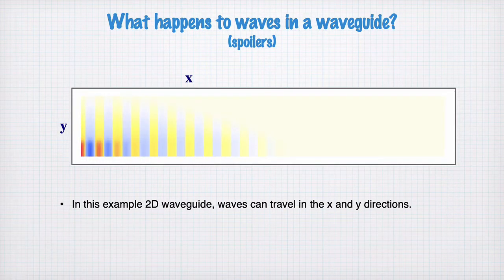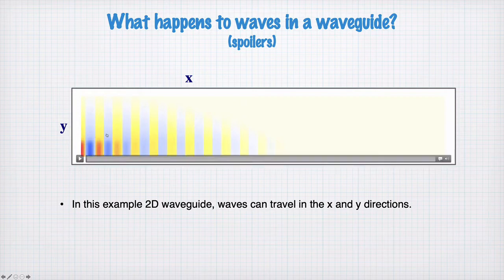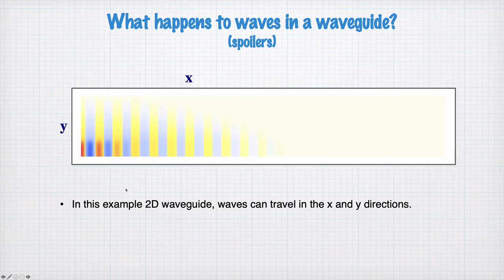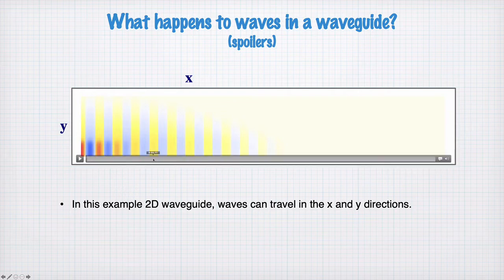So what happens to waves in a waveguide? Well, here I'm going to give some spoilers and give you an example of a wave propagating in a waveguide. In this example, it's a 2D waveguide. That is, we have a wave that can propagate along the x direction, but in the y direction we have boundary conditions at the surfaces along here and the other surface along the bottom here that mean the wave cannot propagate in the y direction, rather it's reflected off these boundaries.